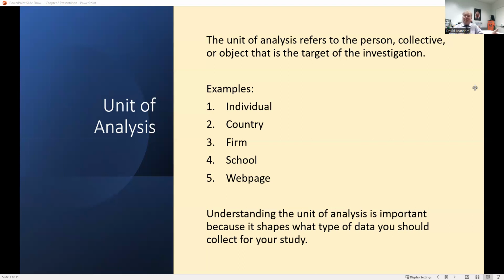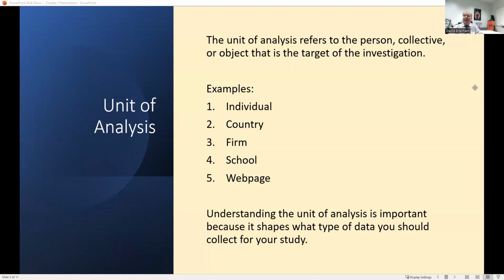You can even study web pages. We do that in nonprofit analysis. I'm teaching a class on social media in nonprofits, and we are looking at the Facebook pages of CEOs, and our unit of analysis is the Facebook page. So understanding the unit of analysis is important because it shapes what type of data you will collect for the study.